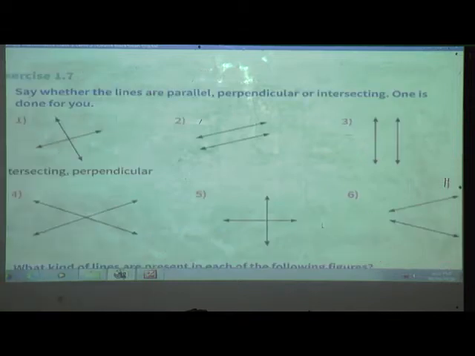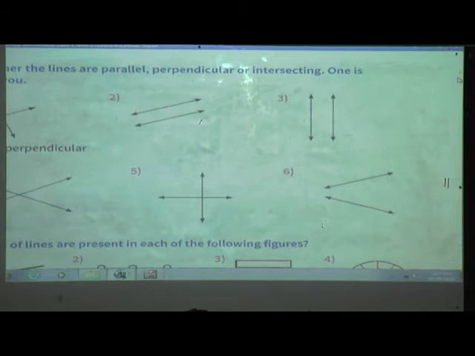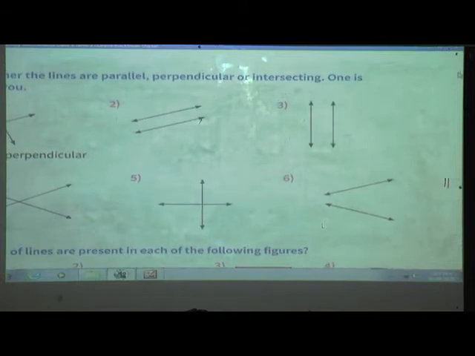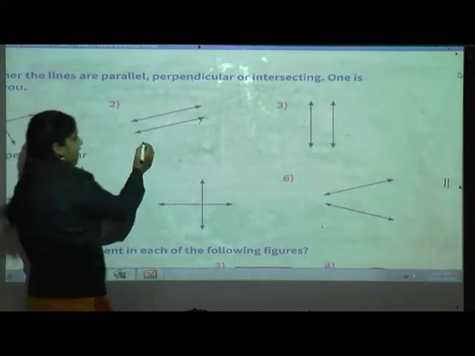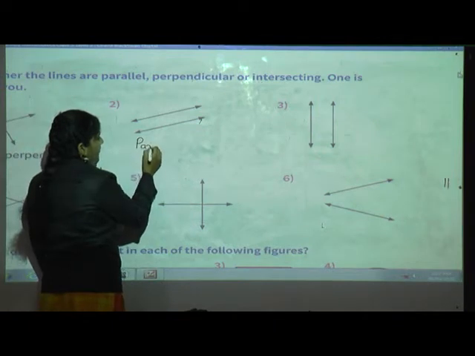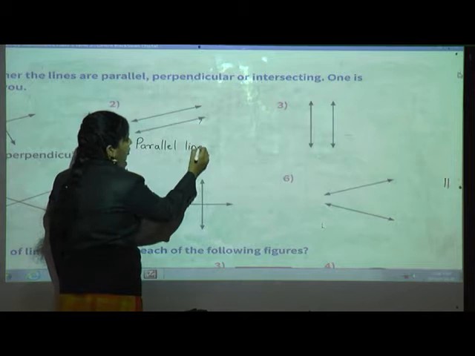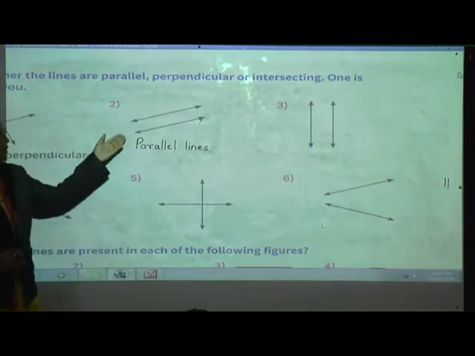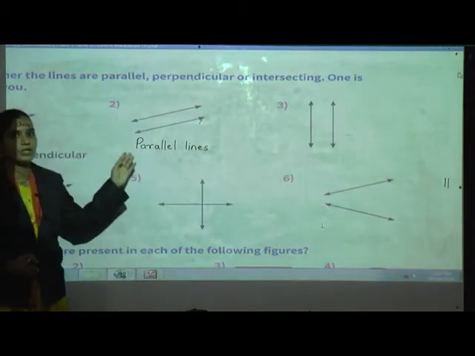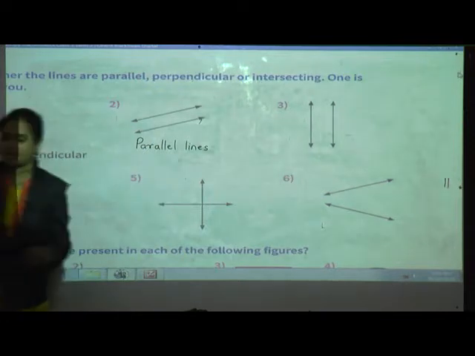So tell me second one. Which one is this? Yes, these are the parallel lines. These are the parallel lines because they are not intersecting each other, so they are parallel lines.